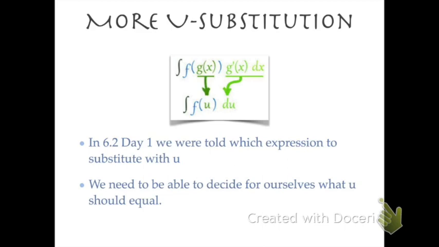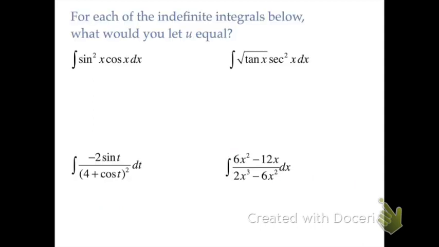to decide for ourselves. So we're looking at basically a composition of functions here, f of g of x times g prime of x dx, and we're going to get it down to a function of u du, like we were showing yesterday. You just have to figure out what your u is. So let's go through a few of these.